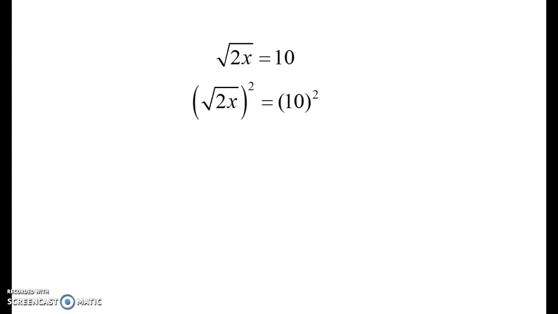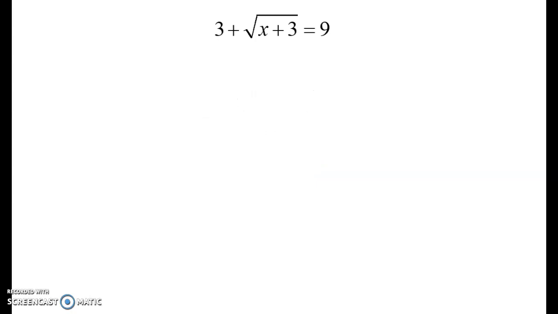If we cancel out the squared and the square root, we're left with 2x. Then we square the other side of the equation. 10 squared is going to be 100. Then we just solve like normal. We divide by 2 on both sides, and we get x equals 50. Now, much like with absolute value equations, you have to check your answers to make sure they work. If you put 50 back in for x, 2 times 50 is 100. The square root of 100 is 10, and that checks out. So we're good to go.